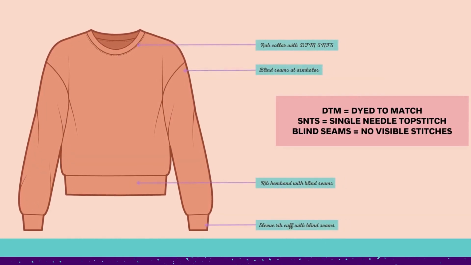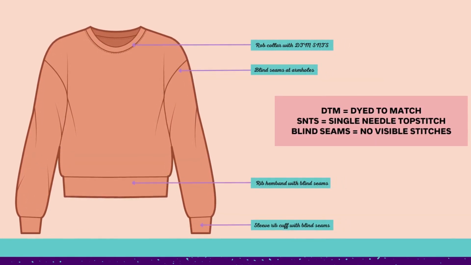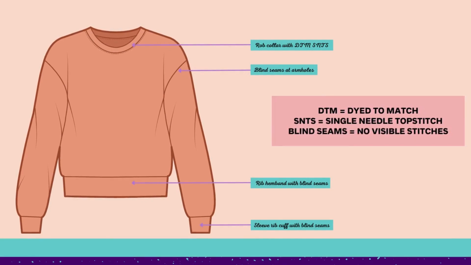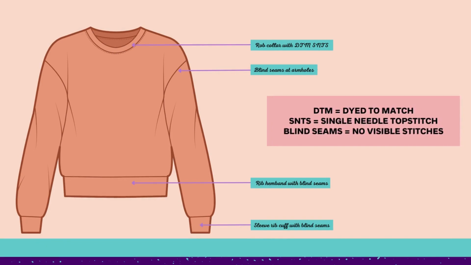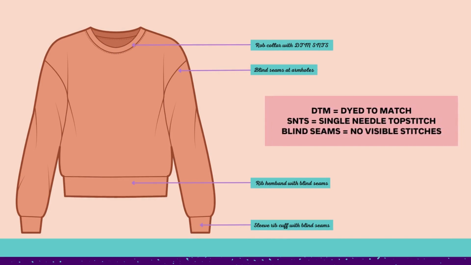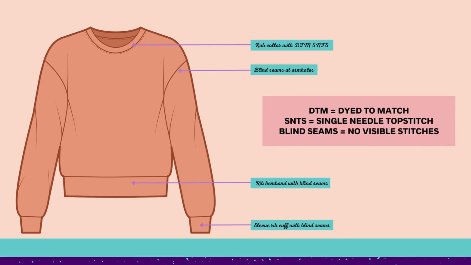Here is an example of construction details for a crew neck sweatshirt. Some basic callouts for this garment would include rib collar with DTM SNTS. DTM stands for dyed to match, while SNTS stands for single needle top stitch. Blind seams at armhole. This means there is no top stitch, no visible stitches on the outside.